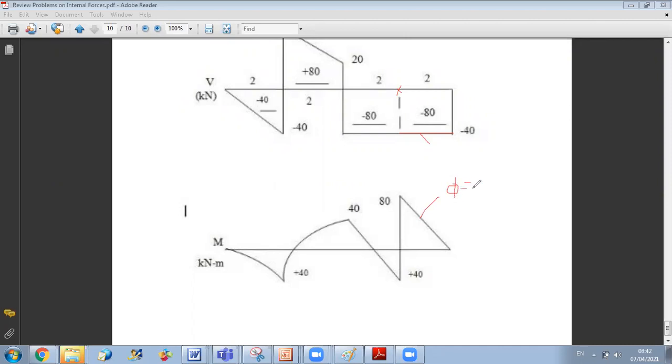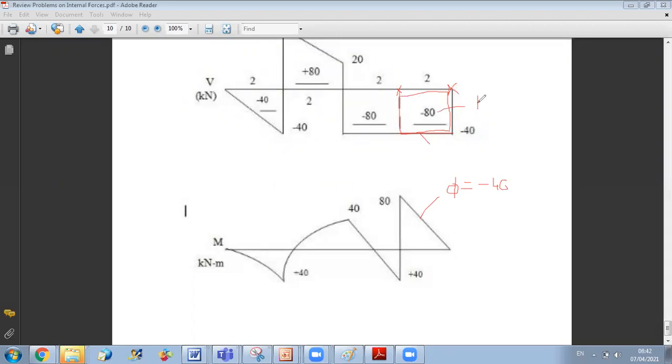And to make sure, I should have a final value of bending moment equal to 0. Why? Because at the end of my beam, I don't have a couple, I don't have a fixity, so I should end by 0. I can verify this because the variation of M is equal to this area minus this area because V is negative.